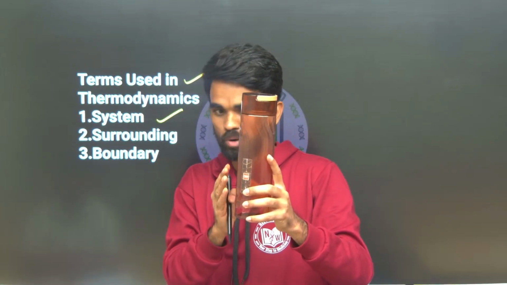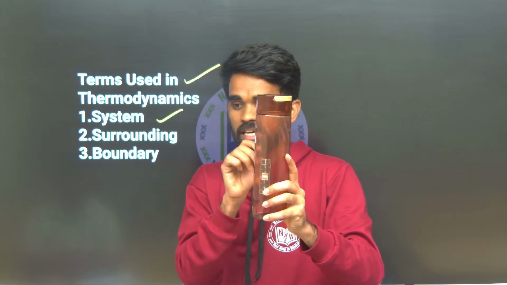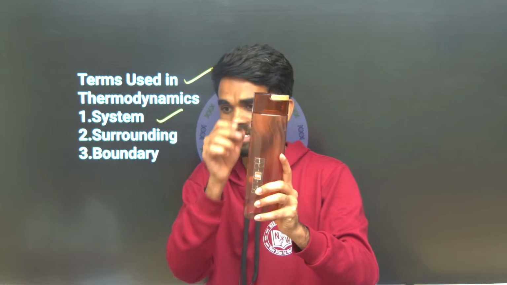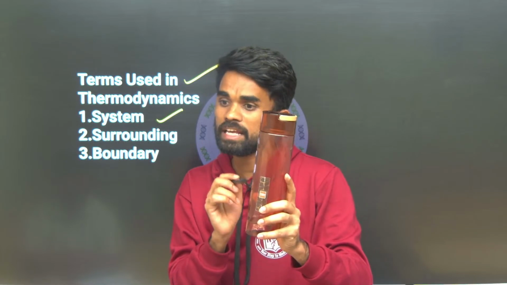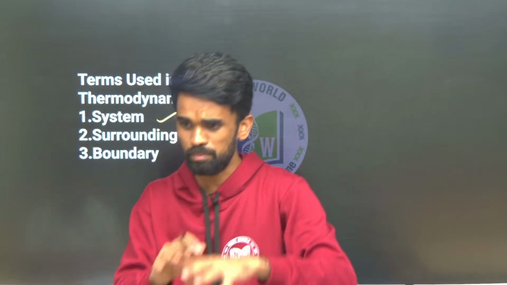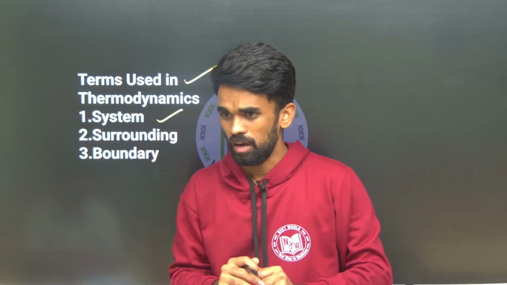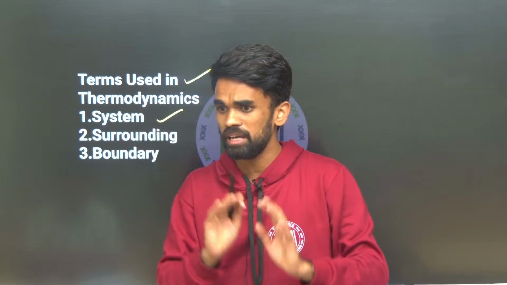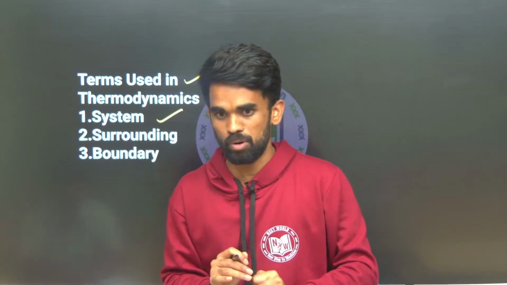Now there is a region, an imaginary boundary or a real boundary. Here it is a real boundary which separates the system and surroundings, and it is called the boundary. It can be real or imaginary. Sometimes some processes might happen without any real separation between the system and the surroundings. There we can consider it an imaginary boundary.